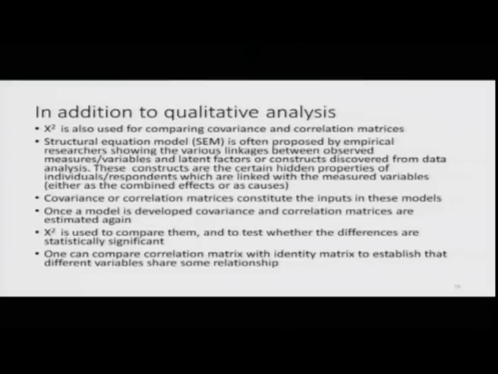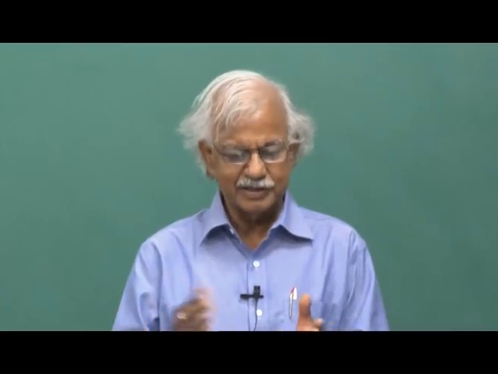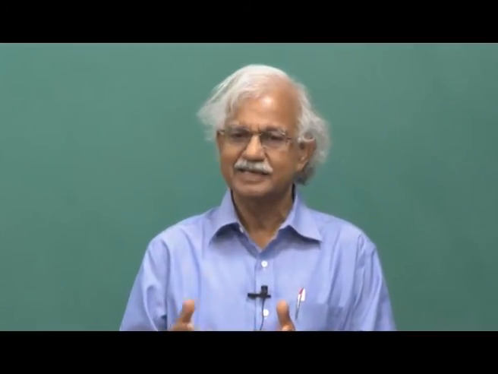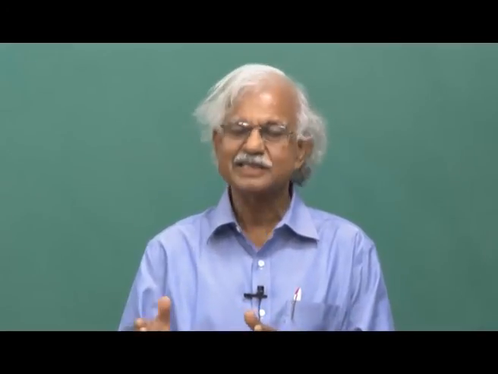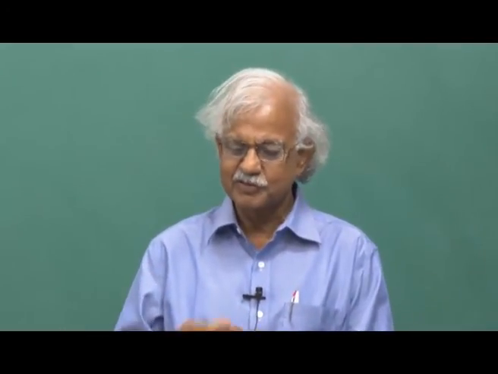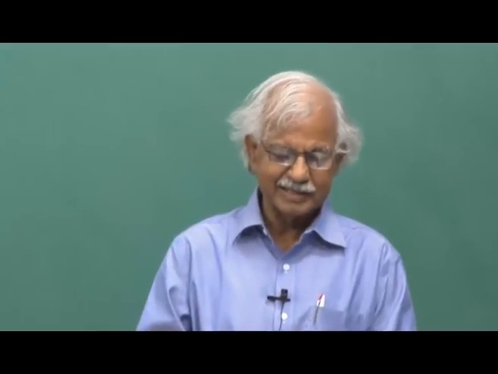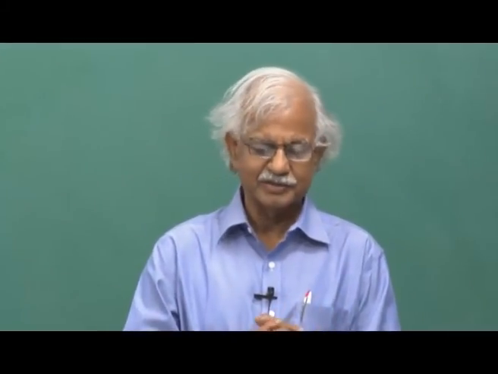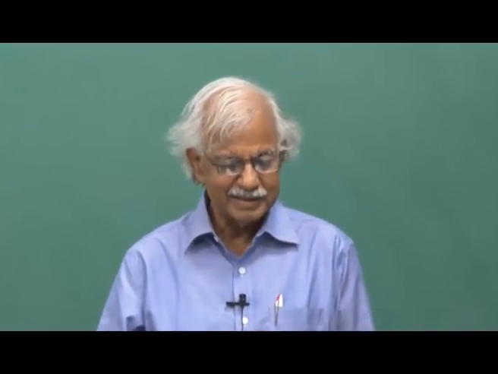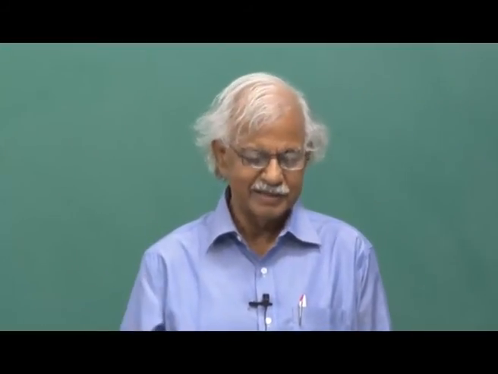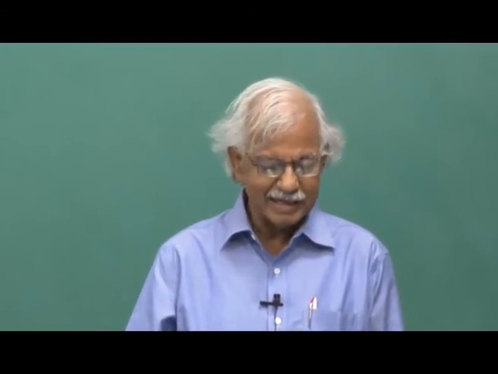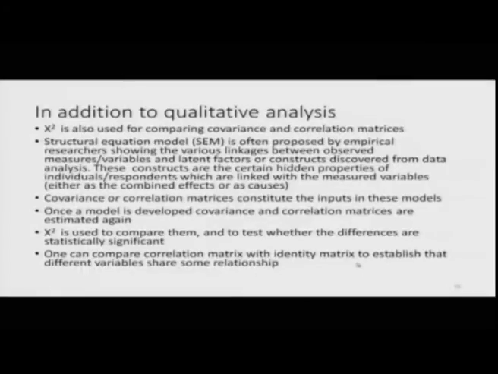And by comparing the empirically observed data, the correlation matrix that you have got from the data, with the correlation matrix or covariance matrix which will arise if your model is correct, you can check whether your model is okay or not, and this comparison is done based on the chi-square statistic. Covariance matrices are compared by using chi-square. One can also compare a correlation matrix with an identity matrix to establish that different variables share some relationship.